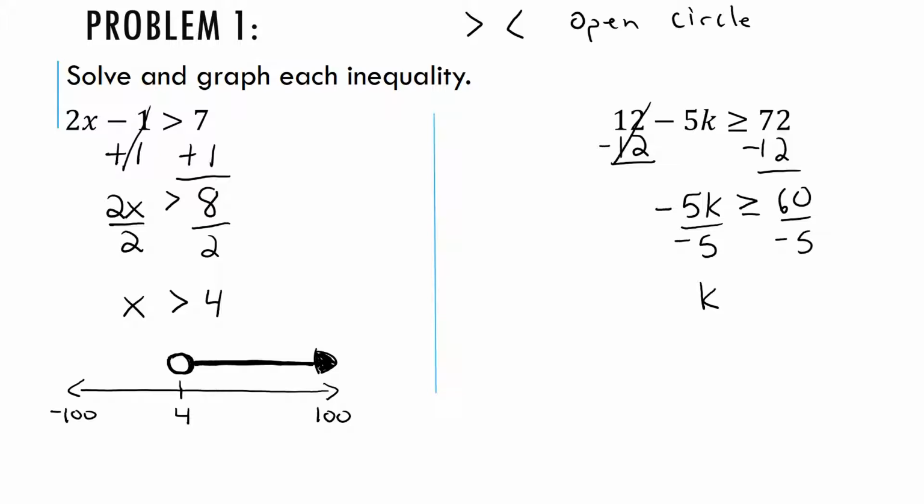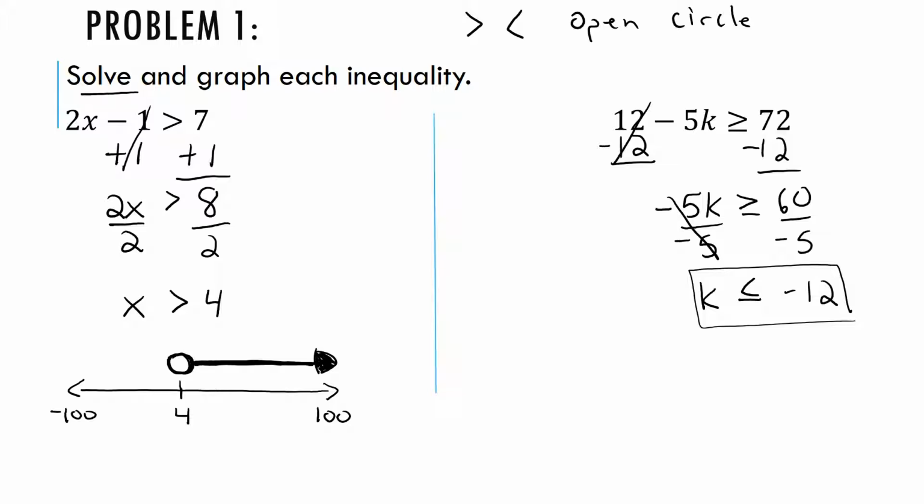So I have k is less than or equal to negative 12, but this time, since I divided by a negative number, the inequality sign turns around. And you might wonder why. Well, the explanation takes about 10 minutes, and I will explain it to you on Monday when I get back. But for right now, just know that if you divide or multiply by a negative number, you must turn the inequality sign around. So this is what our answer looks like.